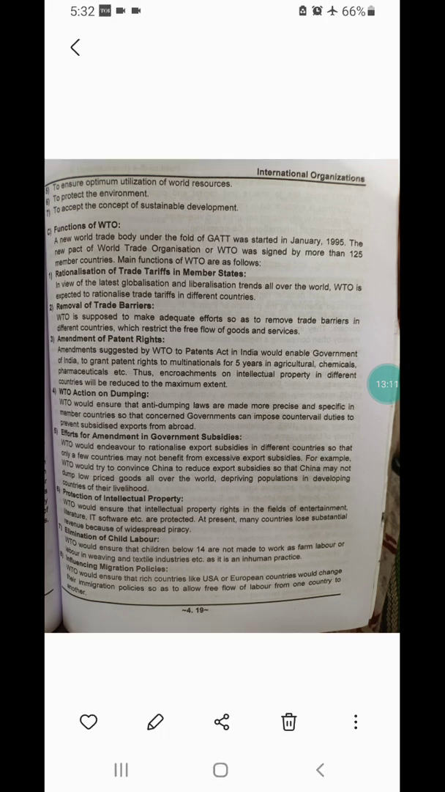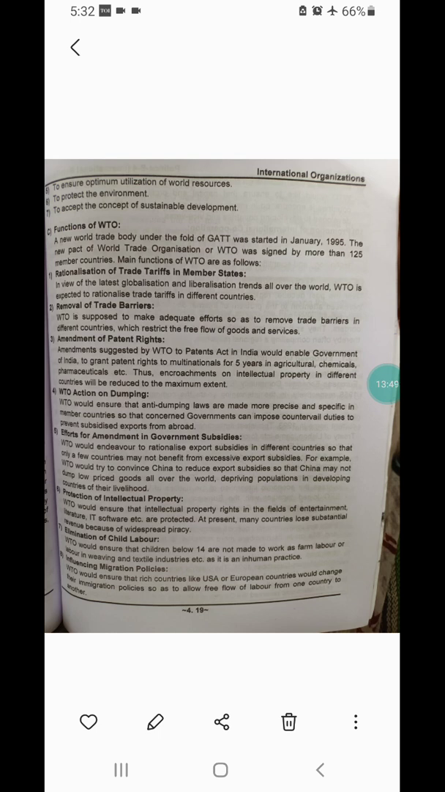Now, WTO Act on Dumping. WTO would ensure that anti-dumping laws are made more precise and specific in member countries so that concerned governments can impose countervailing duties to prevent subsidized exports from abroad. See, what does WTO do? WTO would ensure that anti-dumping laws, meaning against those who are doing wrong things, are made precise and specific in member countries. It is necessary to make them precise and specific in some countries so that the government can do its work well, and subsidies on exports.